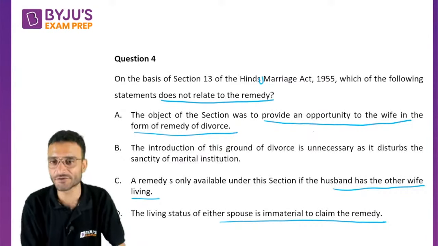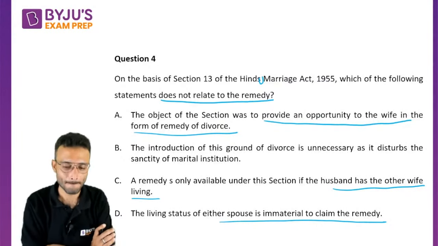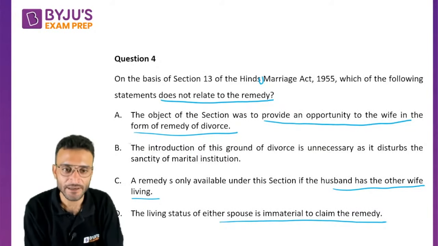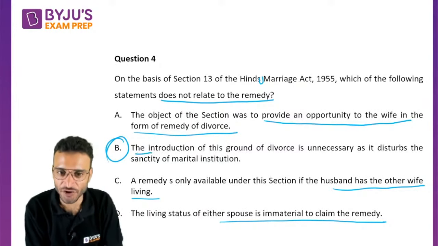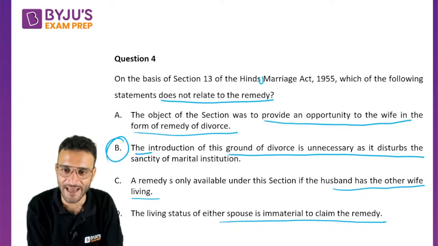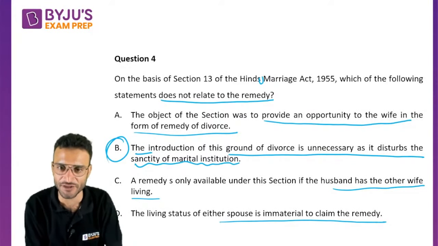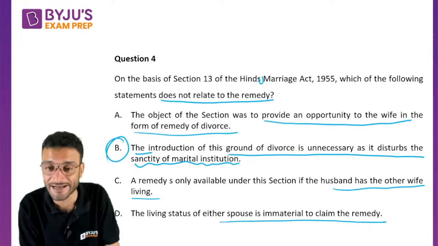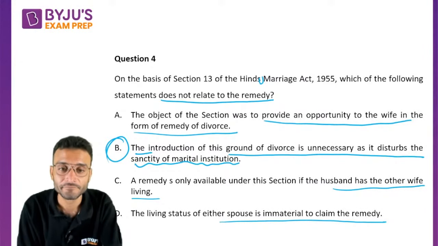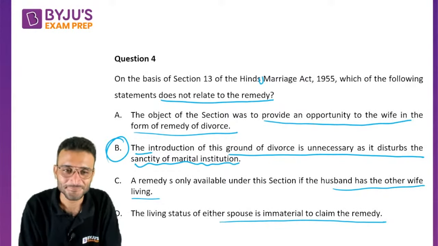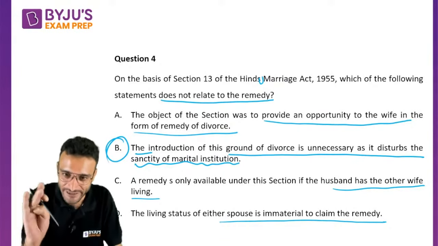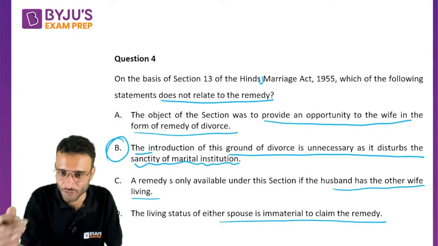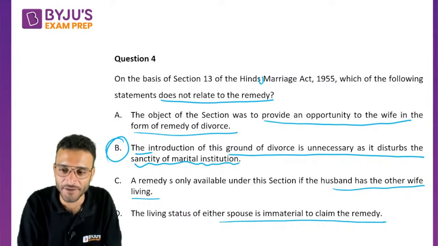So the correct answer over here is which? Tell me. The correct answer is option B. Introduction of the ground of divorce is unnecessary as it disturbs the sanctity of marital institution. That is wrong. It does not relate to the remedy which is provided under section 13 of the Hindu Marriage Act of 1955. A, C and D relate to remedies. So the correct answer happens to be option B.